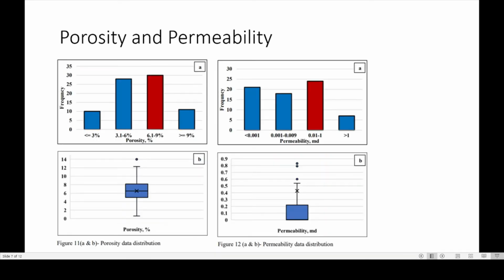Here are the porosity and perm plots. For porosity, the majority is around 6 to 9%, with a median of about 7% in your bottom left. For perm, this looks relatively high compared to my experience, but you're looking at a 0.01 to 1 millidarcy reservoir. At that point, you start questioning whether this is ultra low permeability or if this should be classified as unconventional. That is a question I have for the paper. And then for the permeability median, you're looking at about 0.45 millidarcy.